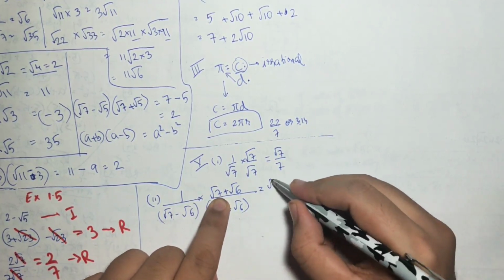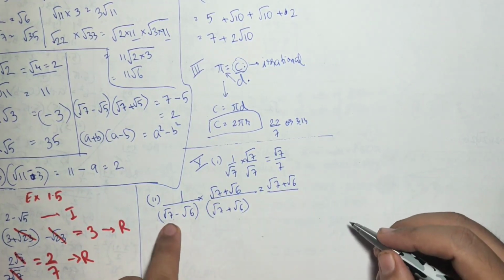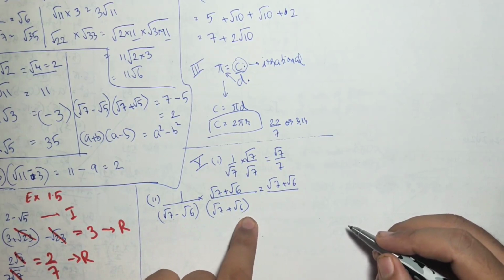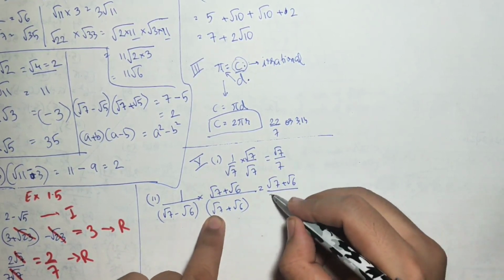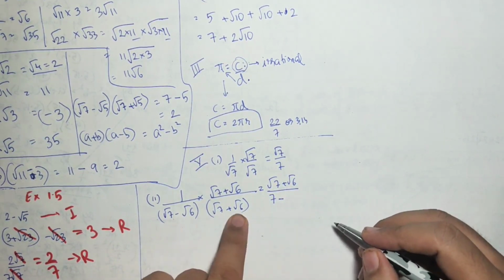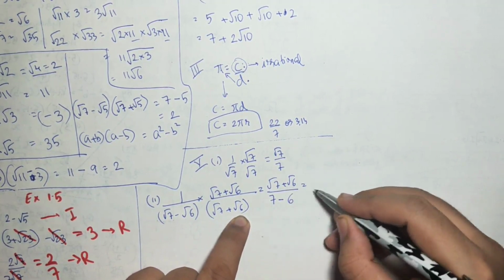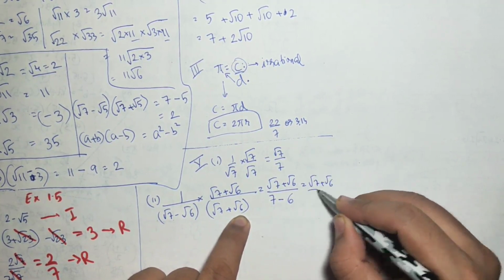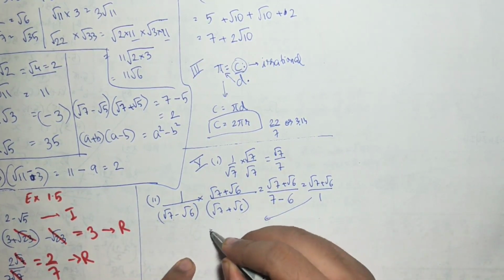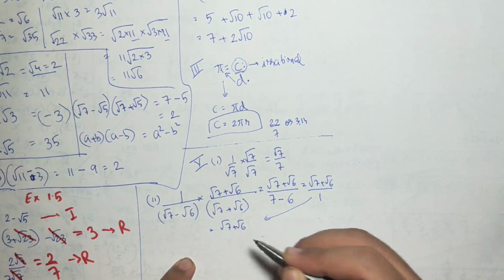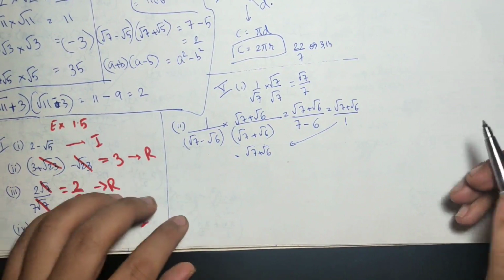1 into this number will become root 7 plus root 6, divided by, this is a minus b into a plus b, which will be a square, that is root 7 square, that is 7, minus b square, that is root 6 square, which is 6. So the numerator will be as it is, root 7 plus root 6, but the denominator will be 1. So your final answer will be root 7 plus root 6. Now the third one I am giving as homework to you. I am doing the fourth one.